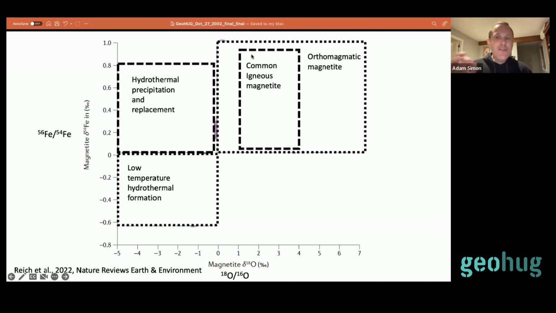And if you give me any sample of magnetite that precipitated from a silicate magma-derived magmatic hydrothermal fluid, it will plot within this slightly larger box in iron versus oxygen isotope space. On the left side of the diagram, we can see that as an original igneous or magmatic hydrothermal magnetite is altered at lower temperatures than it originally crystallized by a hydrothermal aqueous fluid, that shifts the oxygen isotopes to lower values.